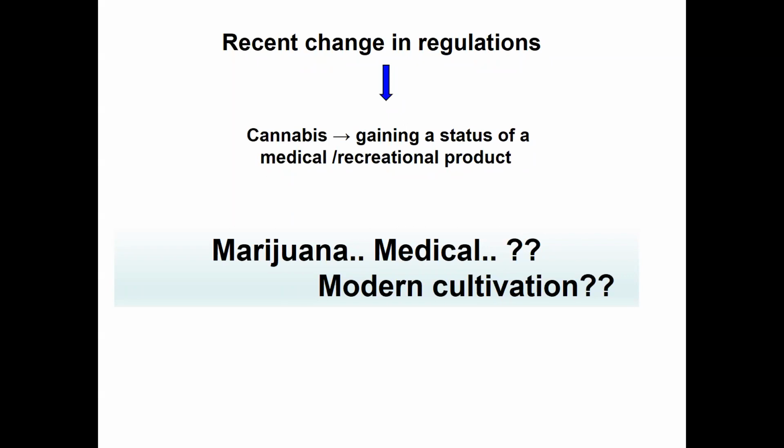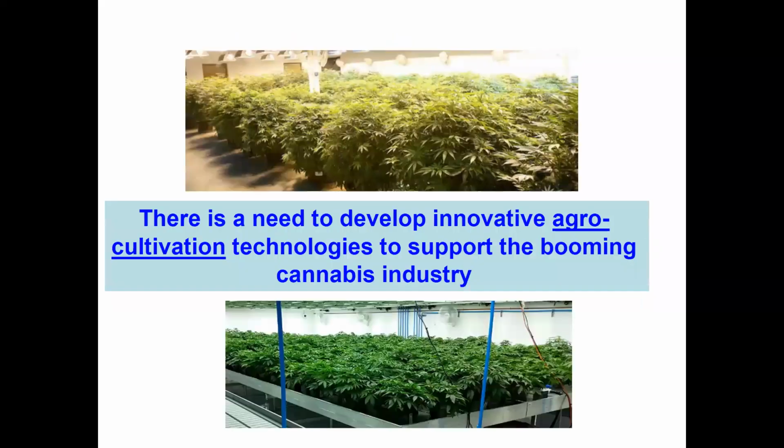In comparison, if we would compare the amount of science-based information that was available at the time, or still is today, for crops such as tomatoes or citrus or lettuce to cannabis at the time in 2016 or 17, when we would search, probably we would find close to 0 publications in comparison to tens of thousands of publications for every other plant. So it's a challenge. And it became immediately apparent, which still is the case today, that there is need to develop innovative agri-cultivation technologies to support this booming cannabis industry.